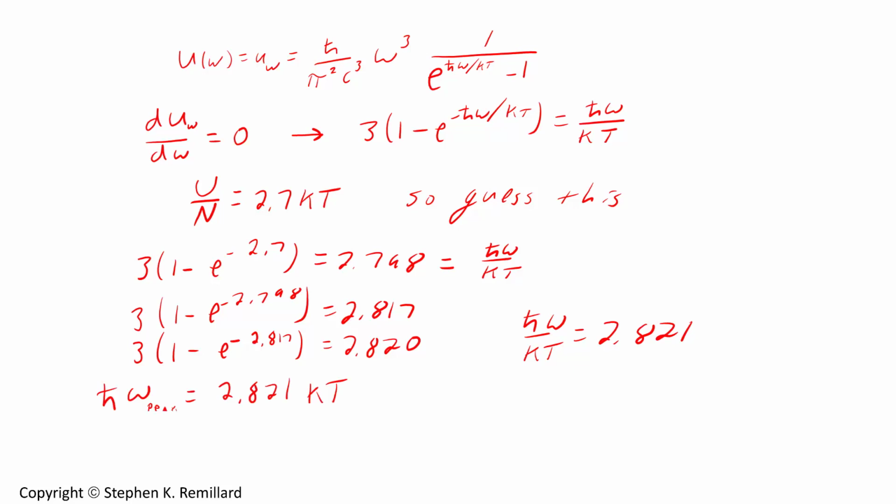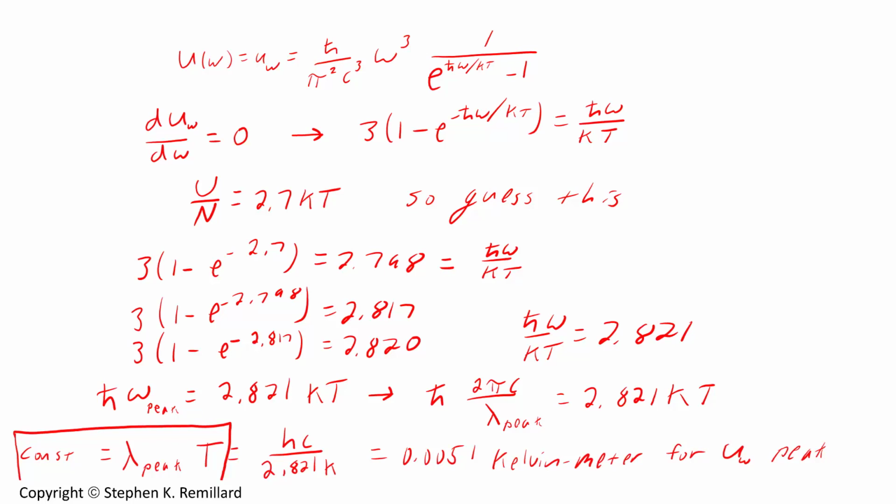So h bar omega at the peak is 2.821 times kT. Instead of omega peak, write 2 pi c over lambda, and you have an alternative expression that lambda times temperature is hc over 2.821 k, or that lambda at the peak times temperature is a constant. That's Wien's displacement law, and for a hotter star, you'll have a shorter wavelength for the peak. For a cooler star, you'll have a longer wavelength for the peak.